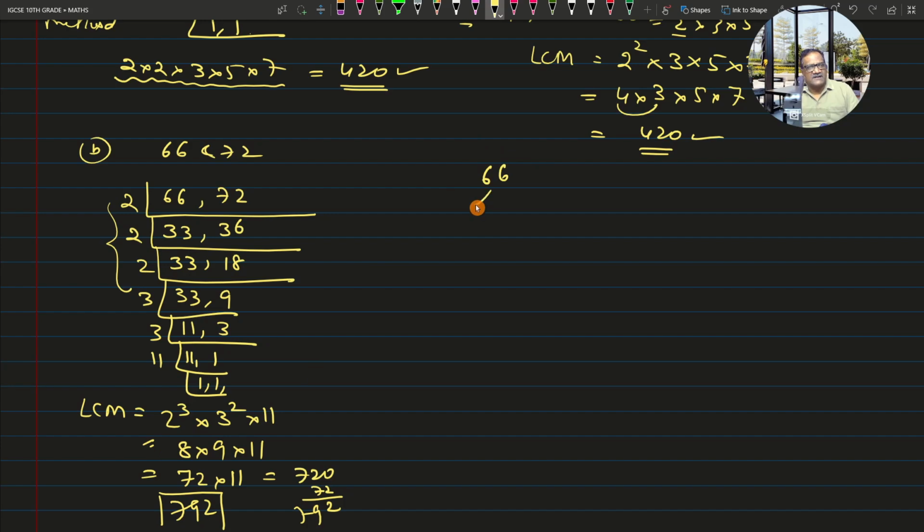Now let us try by the prime factorization method. Okay. 66 and 72. Fine. 66 divided by 2 will be 33. Okay, 33 is not divisible by 2, so I'll go for 3. And 3 into 11 is 33. 11 being a prime number, it will be 11 into 1. That's it. Once you get 1 over here, these are the prime factors of 66. That is 2 into 3 into 11.